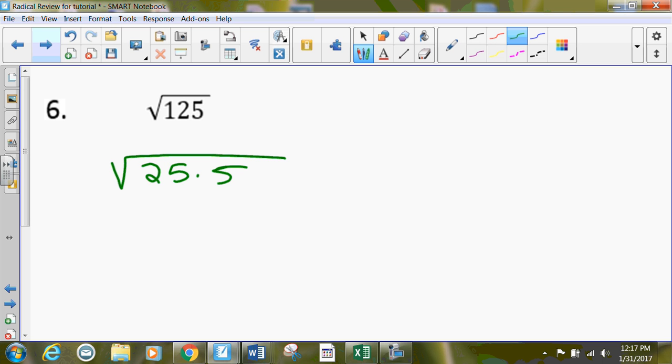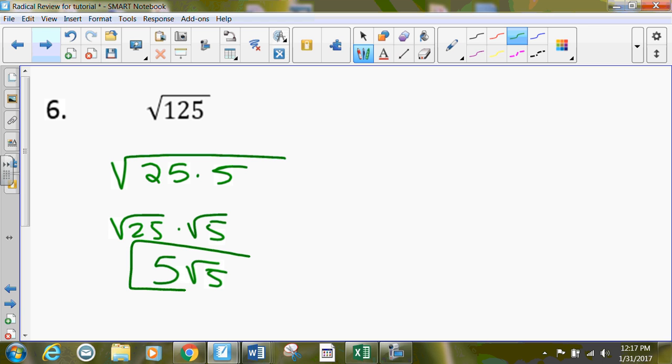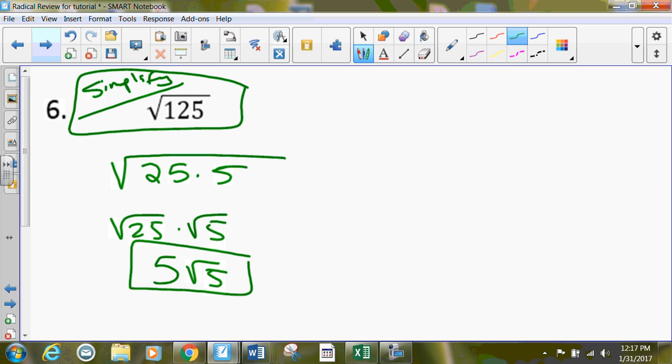I can rewrite that, though you don't need to do this step, but I am doing it so that you can see why my answer is 5 root 5. So this is when it says simplify. This is what it wants you to do. On the ACT, you're going to need to know how to simplify, as well as on this unit test.